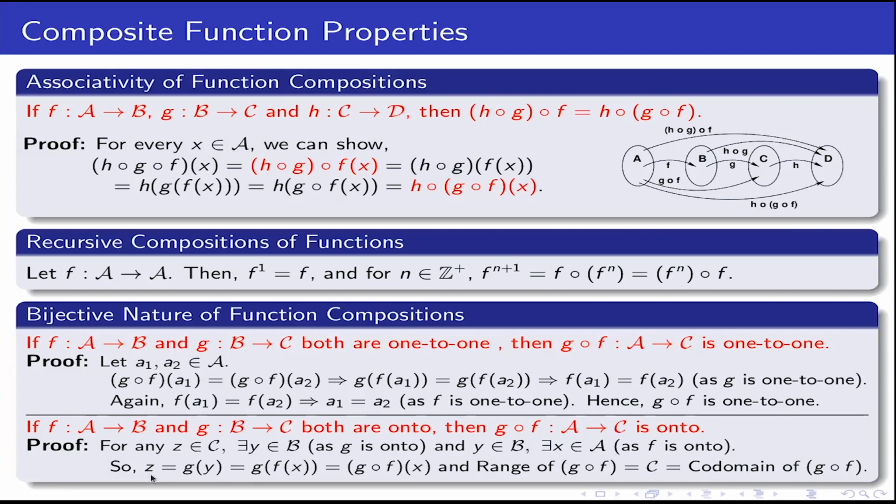So therefore z equals g(y) equals g of f(x), which is the composed G∘F of x. So for any arbitrarily chosen z, I get an x. Hence, I could say that the range of G∘F equals C, the codomain of G∘F. So this function is actually onto, because if I choose an arbitrary z, I get a preimage in A.